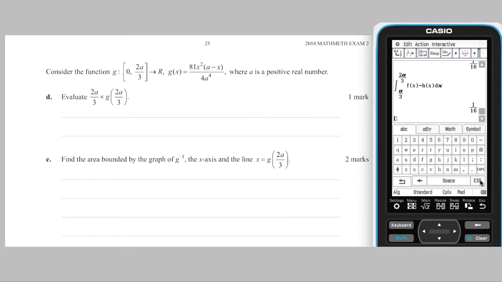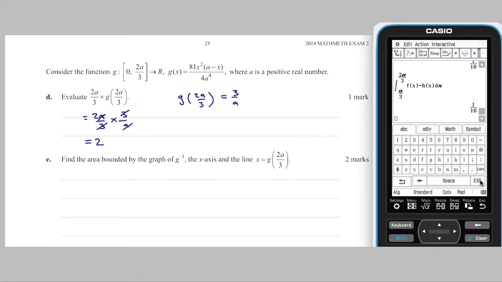Part D. We are now considering g of x, a function with the same rule as f of x, but with a restricted domain. Using information provided previously, we know that g of 2a over 3 is equal to 3 over a. We found this when we found the local maximum of f of x. As such, our calculation is equal to 2a over 3 multiplied by 3 over a. This can be simplified to 2.